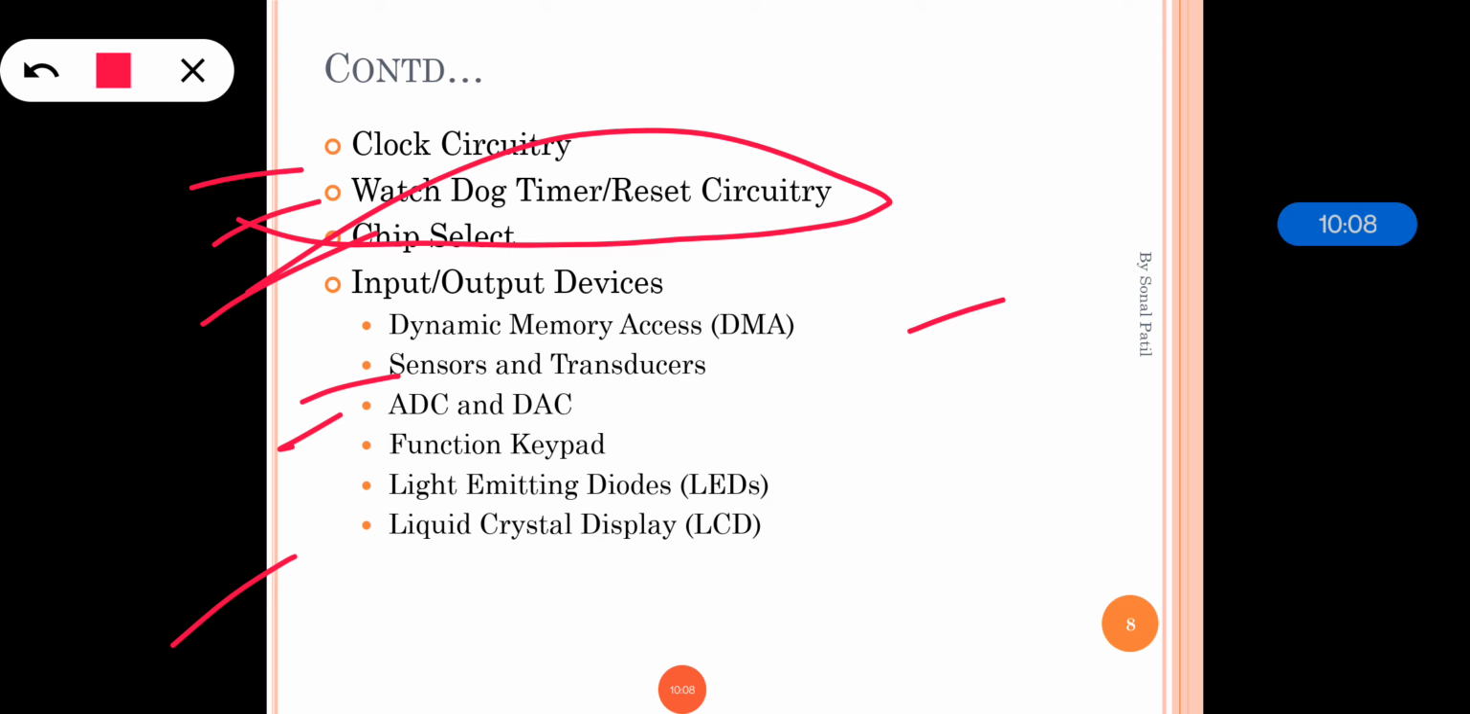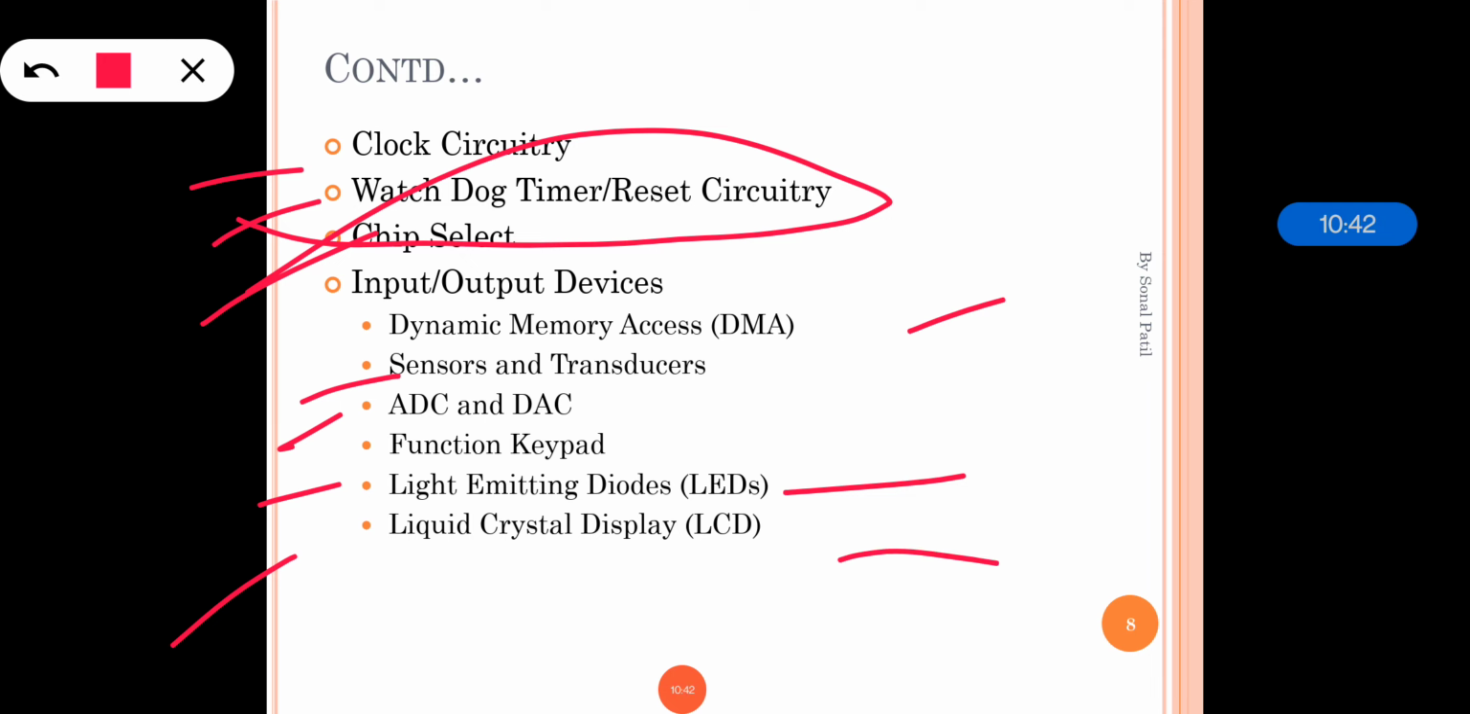Then the next is the function keypad. Based on the application, the embedded system has to be provided with a function keypad so that we can input data and commands. Then the LEDs, that are nothing but light emitting diodes. The LEDs are the most widely used output devices in embedded systems. Red, green and yellow LEDs are used for status display and for indication of visual alarms for such events as power supply failure, whereas blue and white LEDs are also available, but they are very expensive.